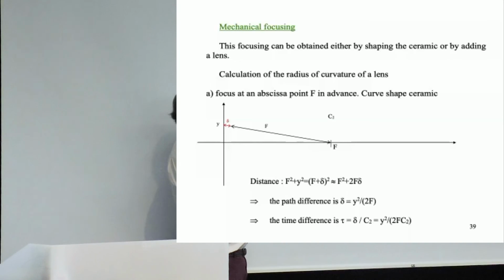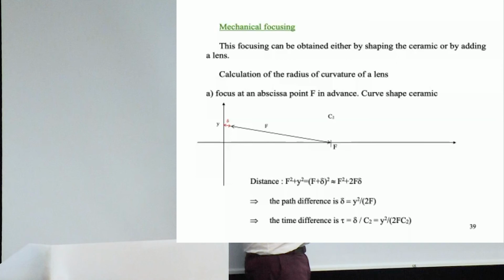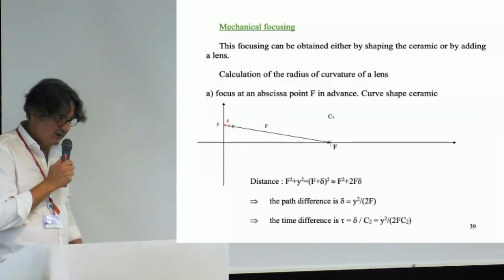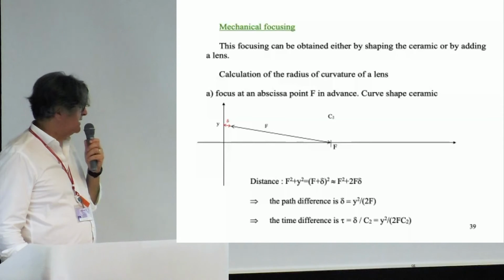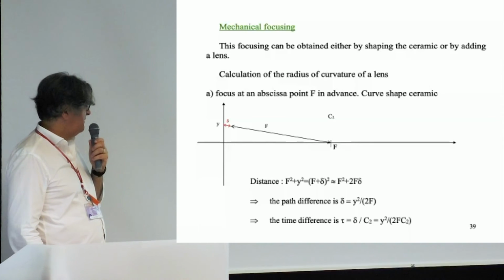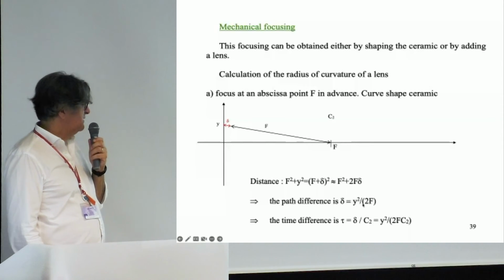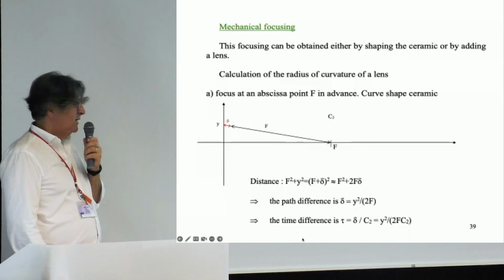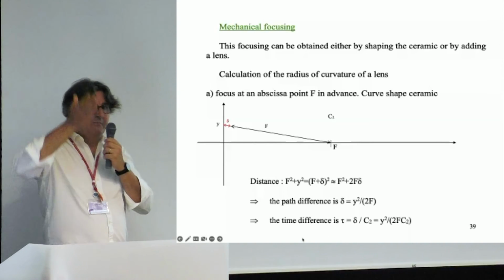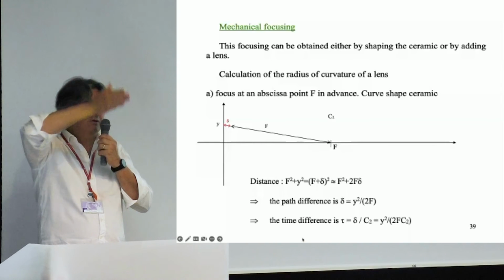Because for the difference delta that you want to make a focusing, of course, it should be along a circle. But in the first approximation, it could be parabolic, which means that you will neglect the term delta squared in this equation. And so you can say that you have this relation, f squared plus y squared is equal to f squared plus 2 times f delta. And then the path difference, delta, is given by y squared divided by 2f. And so this is how you do it, simply by curving your transducer.